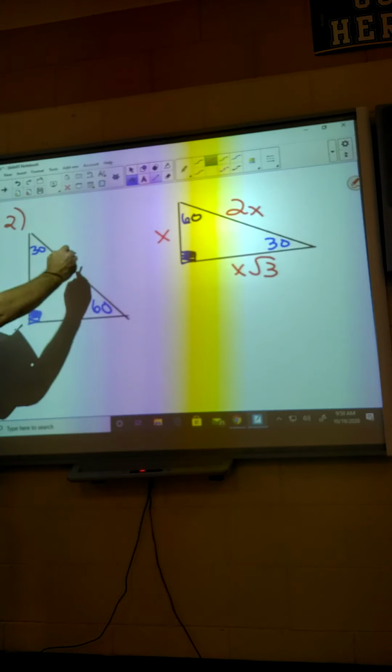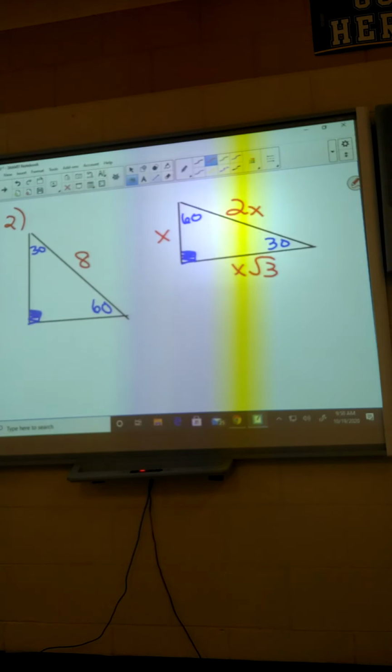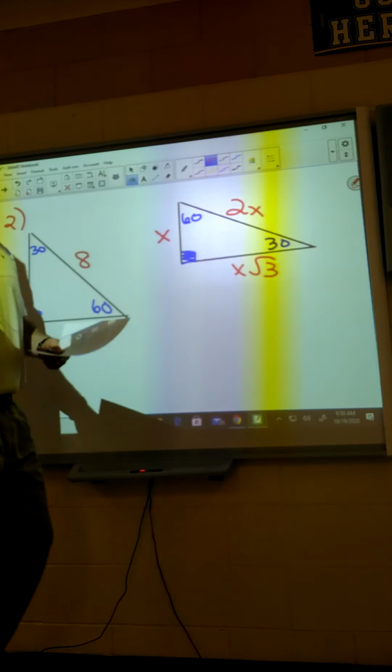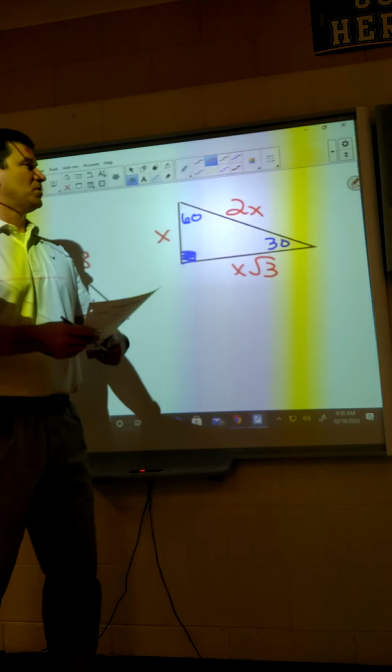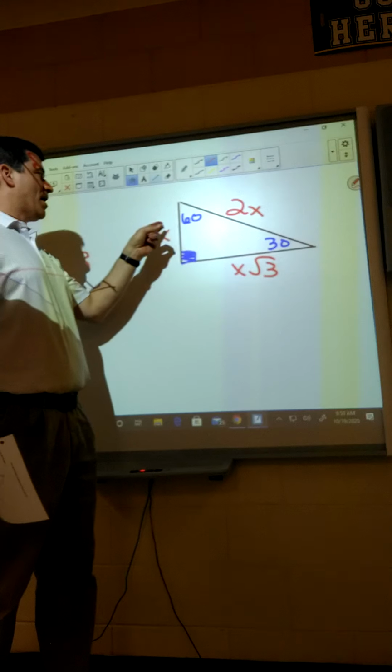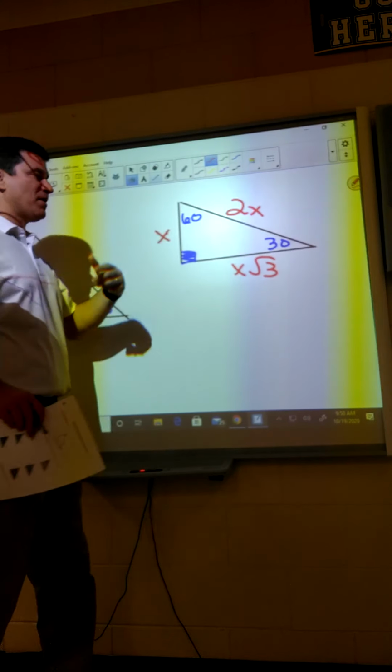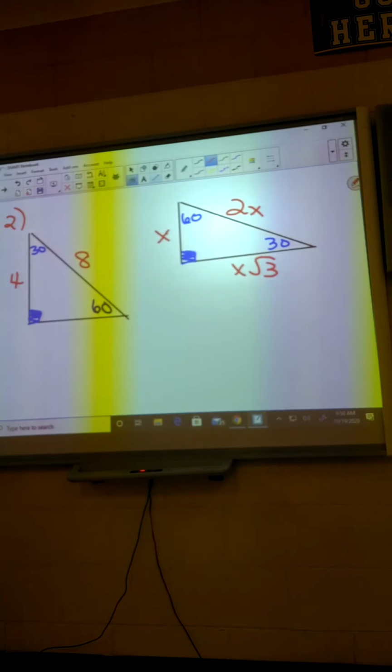Number 2, they give us 8 right here. Which side's that on, Weston? 90. Yeah, that's on the hypotenuse. That one's pretty easy. It's not the easiest one. But if they give you 8 over here, how do I go backwards to the 30? Divide by 2. Good. 4 goes there.